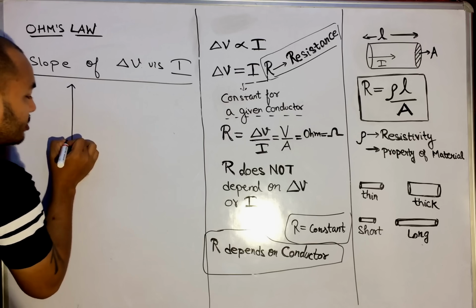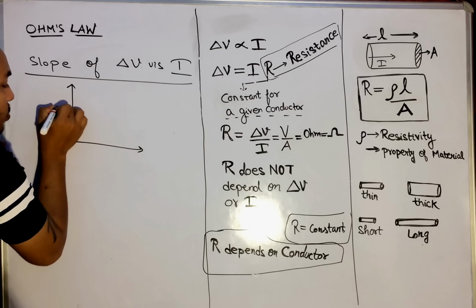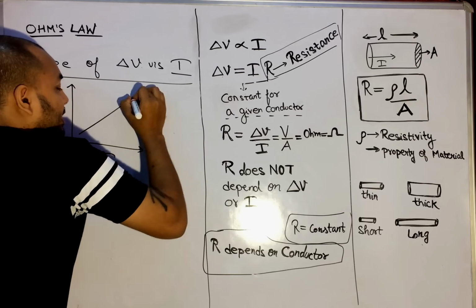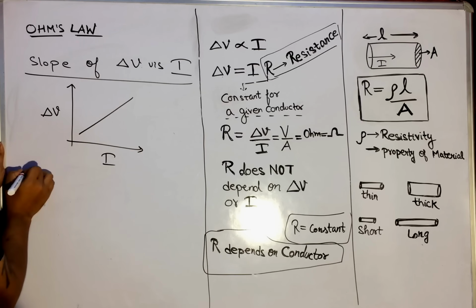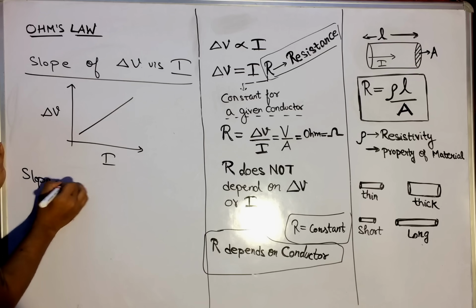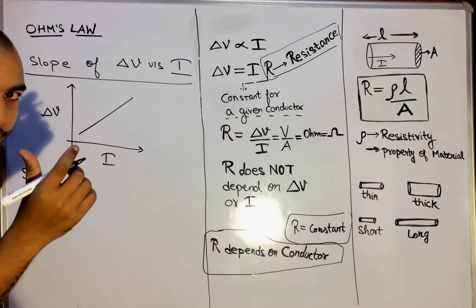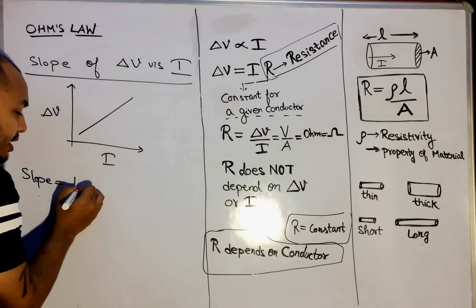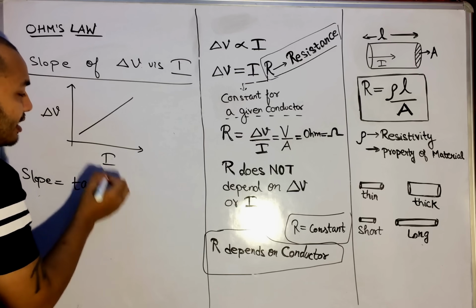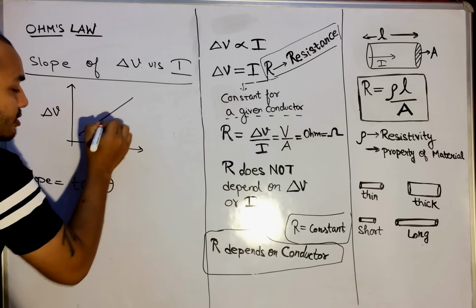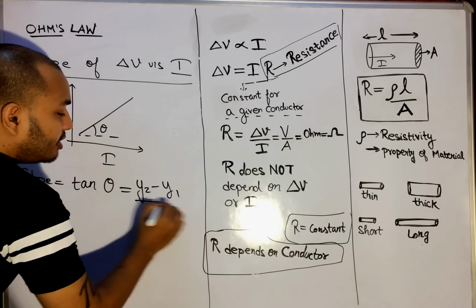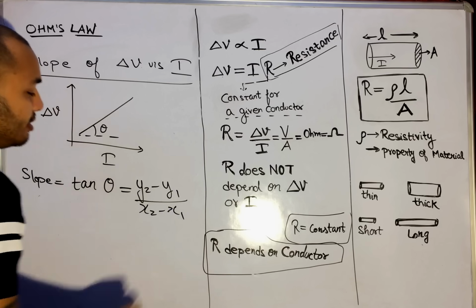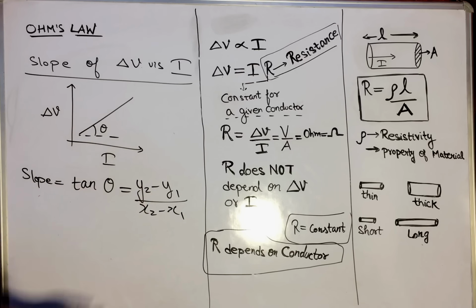This is a graph of delta V versus I, and it is a straight line. On increasing current, potential increases, or vice versa. What is the slope of a graph? What is the formula for slope? If you know it, good. It is equal to tan theta, where theta is this angle, or it is equal to y2 minus y1 upon x2 minus x1. Both ways it is correct.